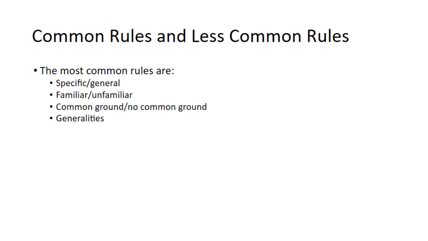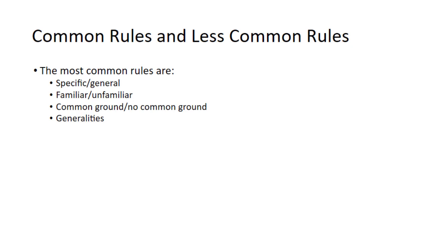Okay, so those are when I talked about common rules and less common rules. Specific in general, that's a common rule. Unfamiliar, familiar, common rule. Common ground, common rule. Generalities, common rule. If you just learned those ones and you really focused on those ones, you probably get 50% of your articles or more correct. Again, we're not aiming for 50%. We're not aiming for 100% because that's impossible. But we're aiming as close to 100% as possible.